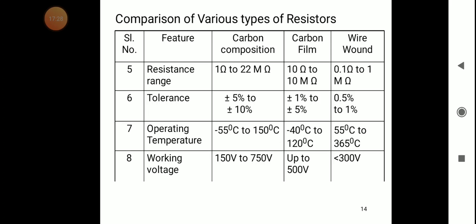The working voltage: the carbon composition may be useful at 150 to 750 volts. Carbon film has up to 500 volts only. The wire wound is less than 300 volts.